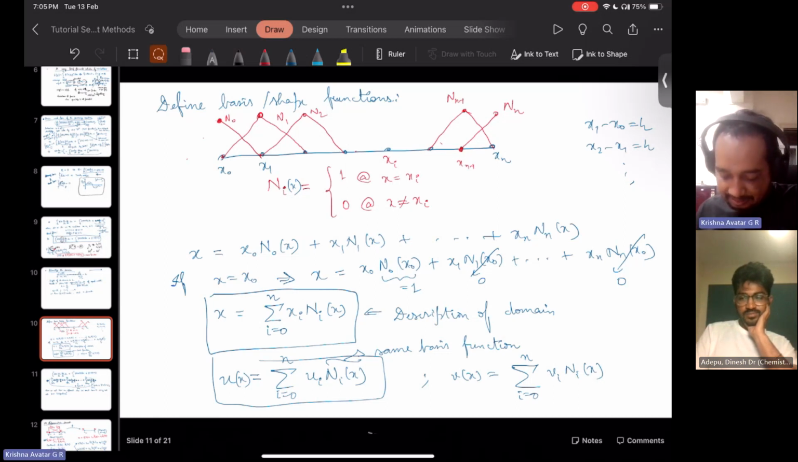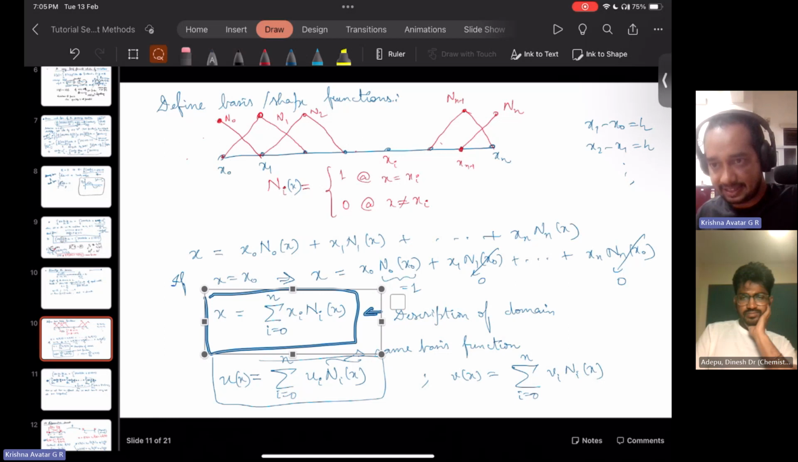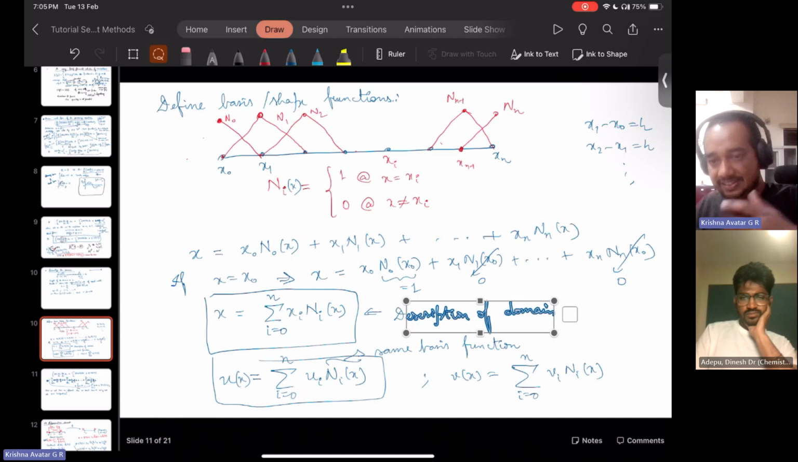We are using these basis functions and weighting them using our nodal coordinates, which are xi. This is what we call the description of the domain. This is how we discretize the domain. Mind you, this is still equal to the domain. We are describing it using a finite number of dots, but we are still able to construct the domain.